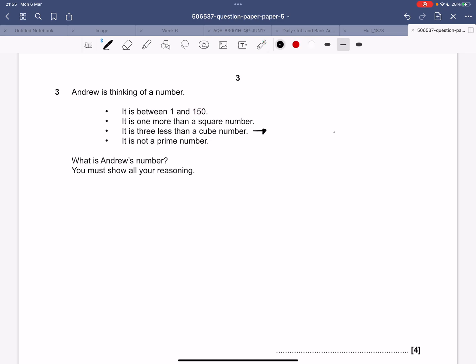So I'm going to start with the cube numbers. 1 cubed is 1. 2 cubed is 8. 3 cubed is 27. 4 cubed is 64. 5 cubed is 125. 6 cubed is more than 150. Okay, so we're dealing with this clue now, and it's 3 less, so the number could be minus 2, 5, 24, 61, 122. Okay, it's between 1 and 150, means it's not minus 2, because it's got to be at least 1.